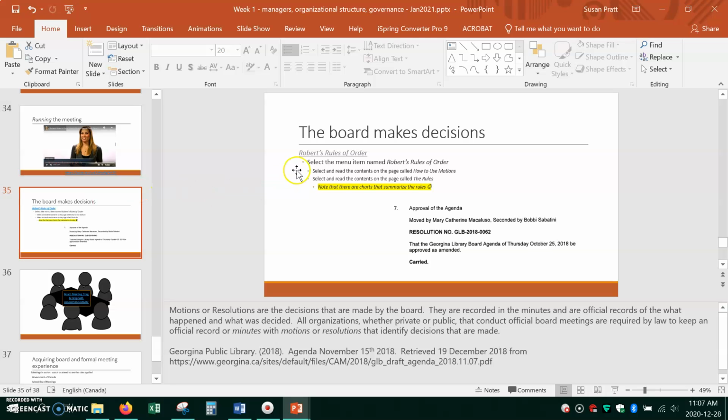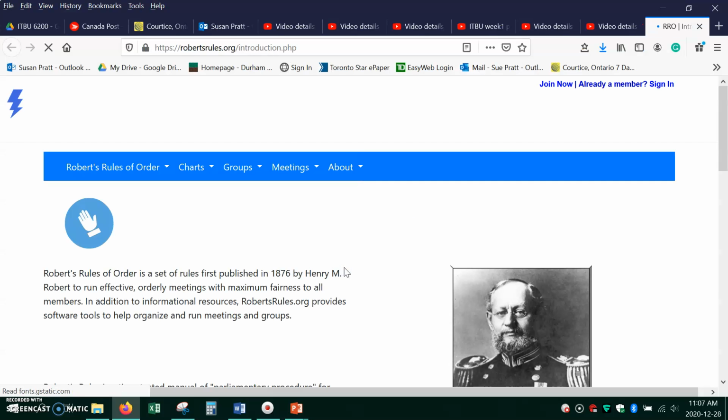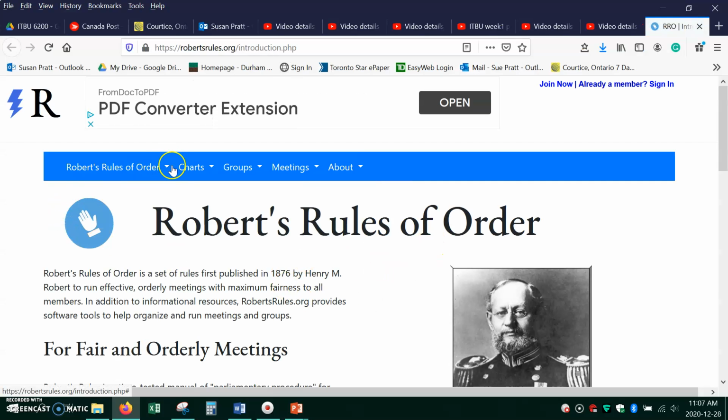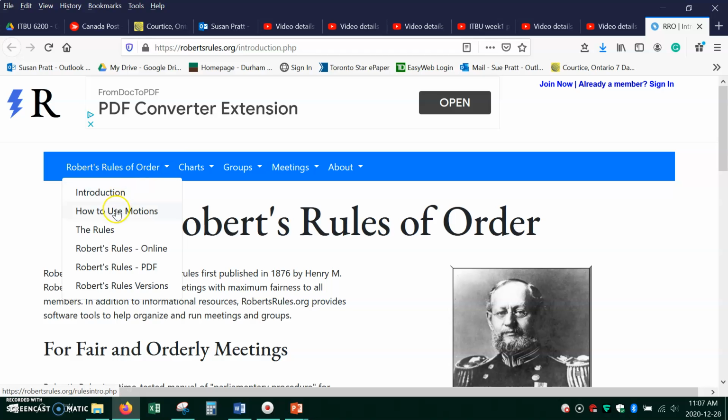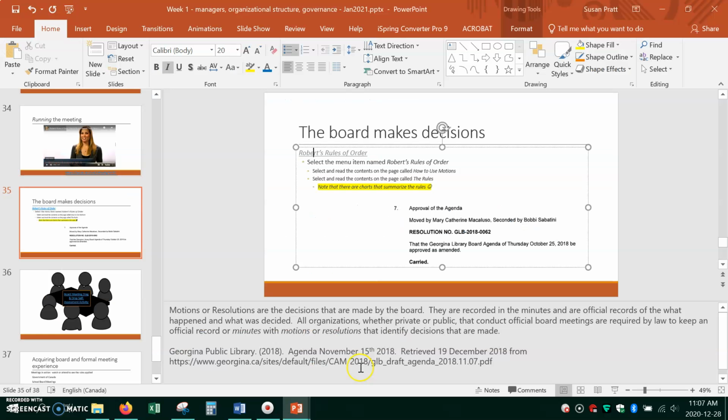So again, click through where it says Robert's Rules of Order and see who this Robert guy is, and do the drop down and learn about how to use a motion, what the rules are. Like I said, there's a chart that summarizes all of the rules so that you have a little bit of an understanding of how a meeting works.